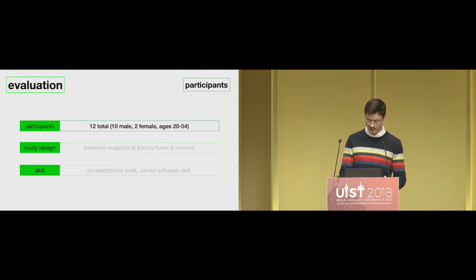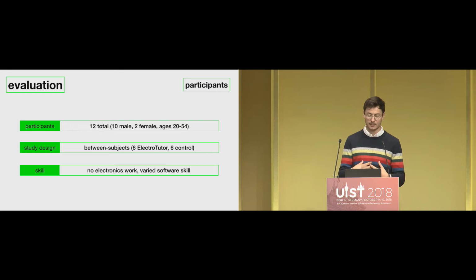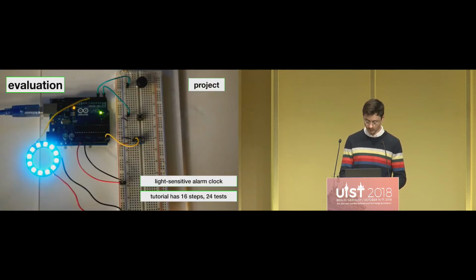For our participants, we had 12 total and did a between-subjects study, and none of our participants had any background working with electronics prior to this. The project that they actually worked on was the light-sensitive alarm clock that was pictured earlier. This tutorial included 24 tests spread over 16 steps.